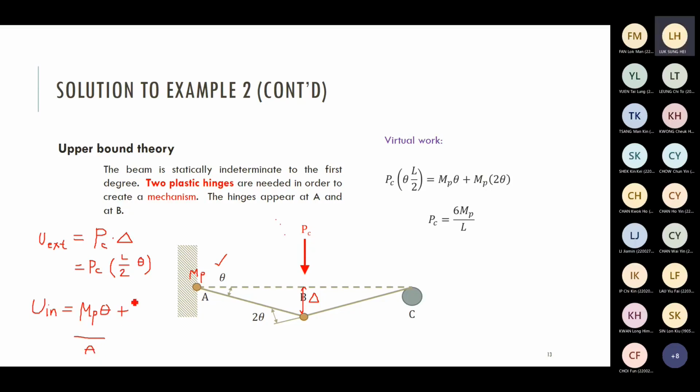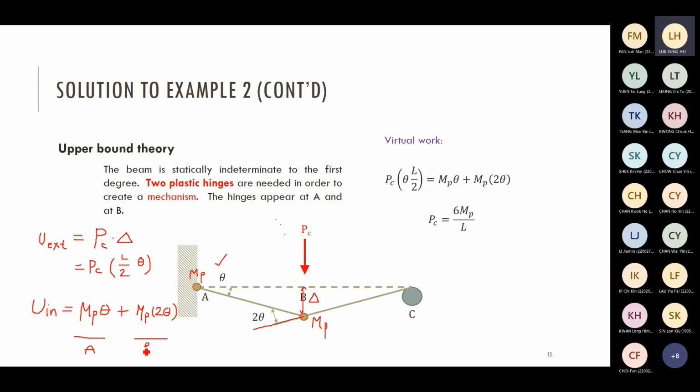Plus the one due to the plastic hinge at point B. At point B, the plastic moment is also equal to MP. Plastic moment depends on only the section and the yield stress. If they are the same, then it's also equal to MP times the plastic rotation. The plastic rotation originally is a straight line, but it's now under bending of 2 theta. So the plastic rotation is equal to 2 theta. This is the contribution at point B.